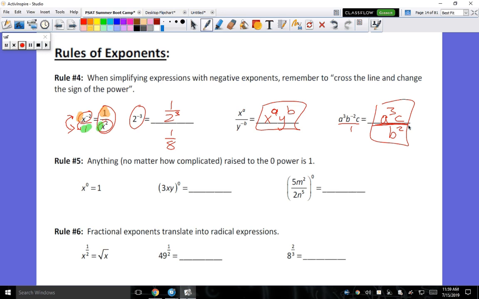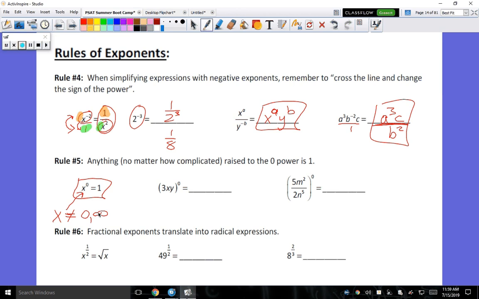X to the 0 is 1. Guys, this x can be any number except for what 2 numbers in math? 0 and what? Wait, who said that? Infinity. Infinity. Nice. So 0 and infinity are numbers and concepts. Infinity is just a concept, pretty much. This is why these 2 will not equal 1. Everything else will equal 1.